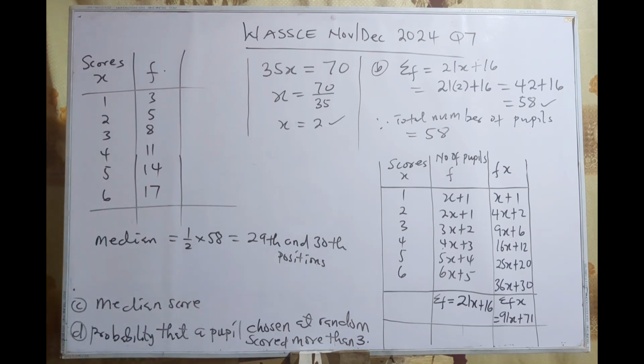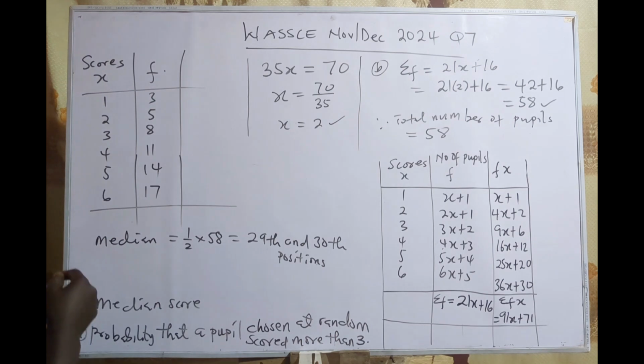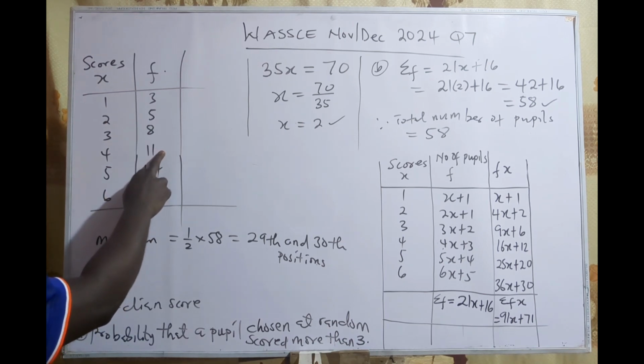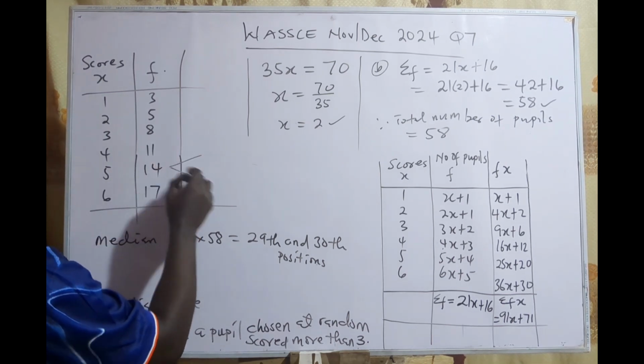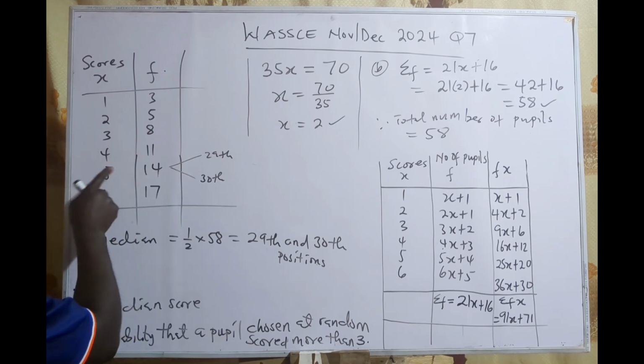So what we are going to do is add up the frequency. When we reach 29 and 30, that is where the median is. So 3 plus 5 is 8, plus 8, we are getting 16. We are not there yet. Plus 11 is giving us 27. We are not there yet. Plus 14, we are getting 41. So here it means that the 29th and then the 30th will be within here, which is the number what?